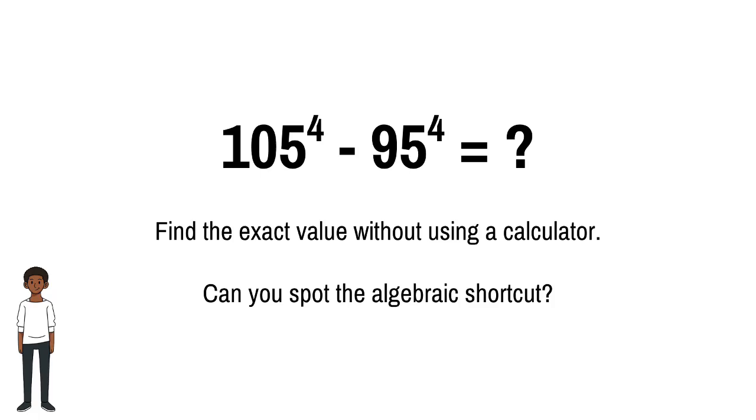Welcome back. Today we are calculating 105 to the fourth power minus 95 to the fourth power without reaching for a calculator. Multiplying 105 or 95 out to the fourth power by hand would take forever and lead to huge arithmetic errors. Instead, let's use the difference of squares identity to crack this open step by step.